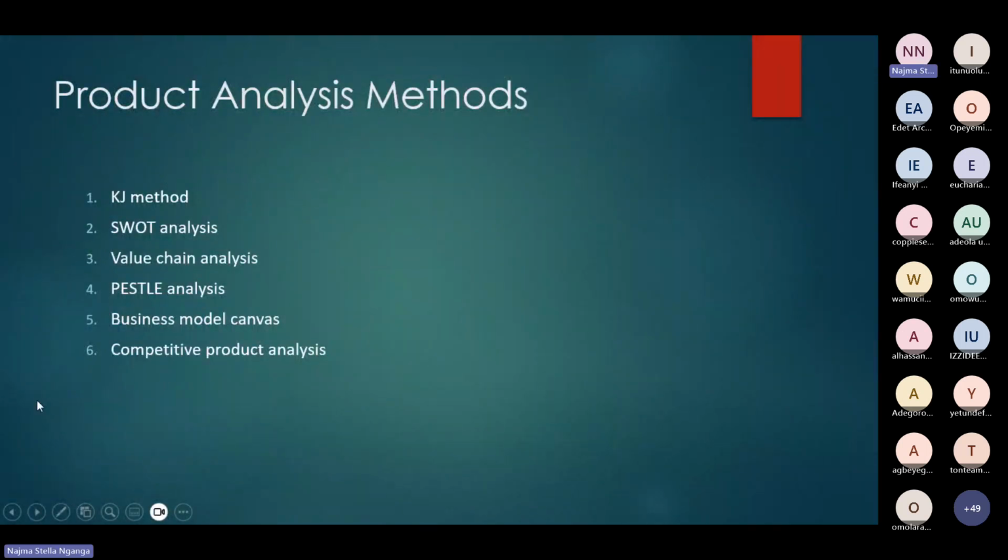So we have different types of product analysis methods. We have the KJ method, the SWOT analysis, the value chain, the PESTEL analysis, the business model canvas, and then the competitive product analysis. Now, which of the six do any of you know?